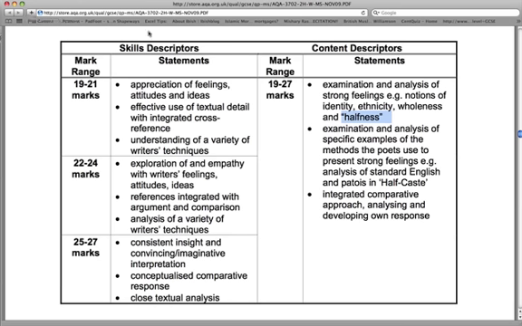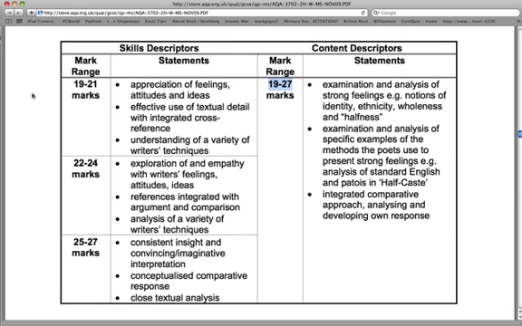etc. Now, with the skills descriptors, they build from 19-21 here, so that's a B and an A and an A star, but you see the mark range here for the content is basically the kind of thing a student will talk about, whether a B or an A star student. So the kind of thing you'll talk about is the same, but the level of detail that you'll go into is different.